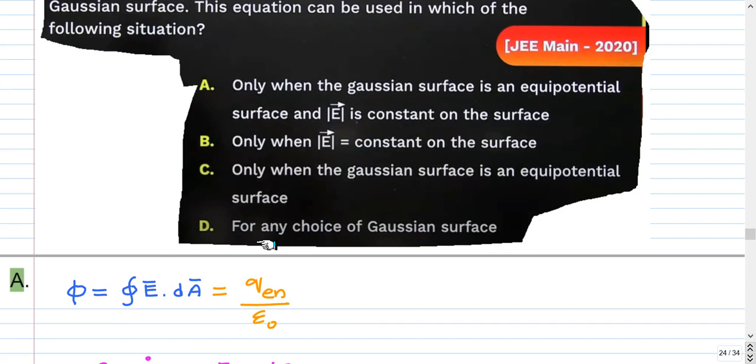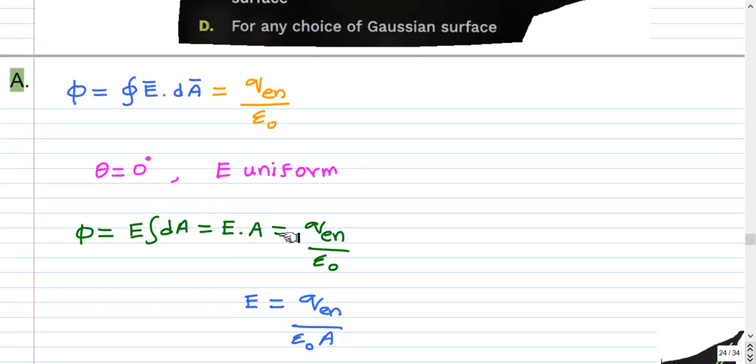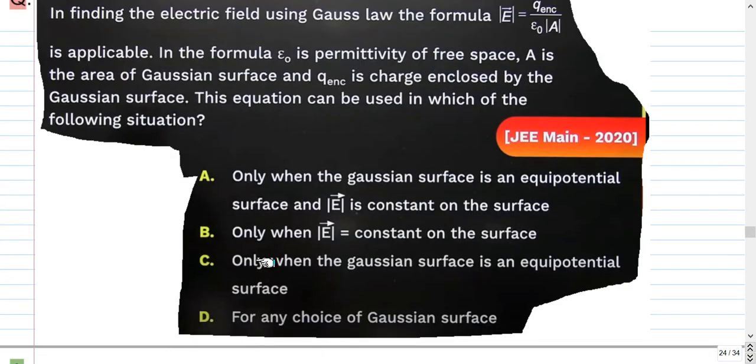Option C, when the Gaussian surface is an equipotential surface. When the Gaussian surface is an equipotential surface, cos theta is cos 0, but inside the integral sign we have E into dA, so that could be different from E into A. So option C is also not true. Option D is not true because it's applicable only for the first case. So the correct option for this question is option A.